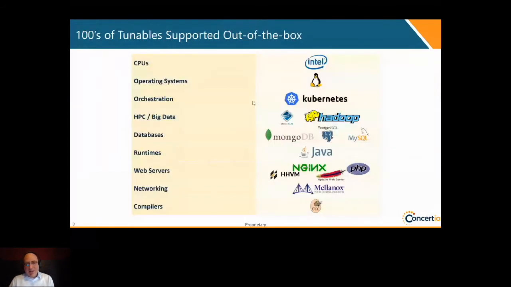Here's a partial list of the tunables that are supported by Optimizer Studio. If we start on the bottom, we support GCC flags, and more compilers are coming soon. But you can see here the full stack from processors to OS, orchestration tools, OpenMPI, a bunch of databases, runtimes like Java, web servers where we see great results, and networking gear of Mellanox.